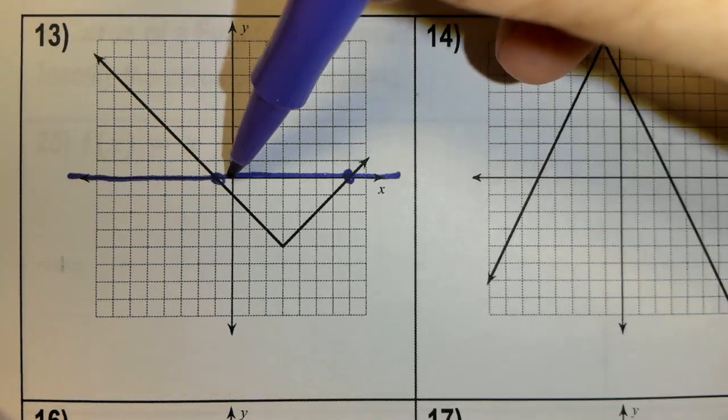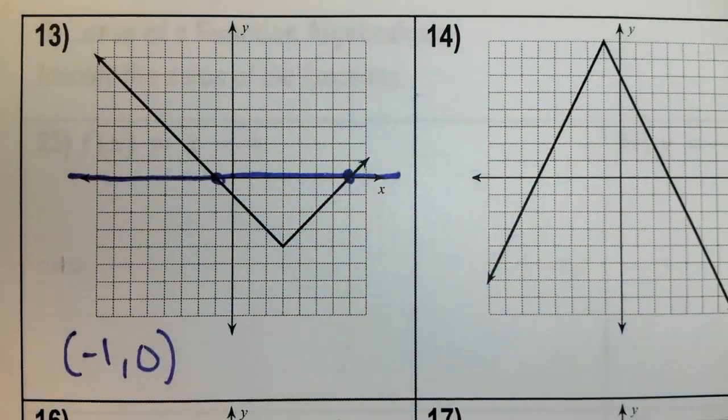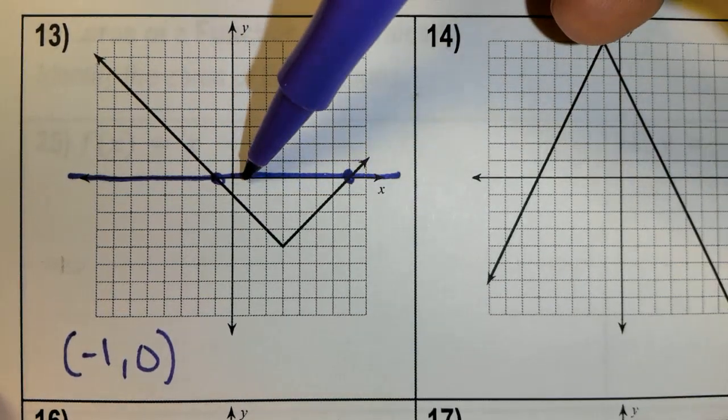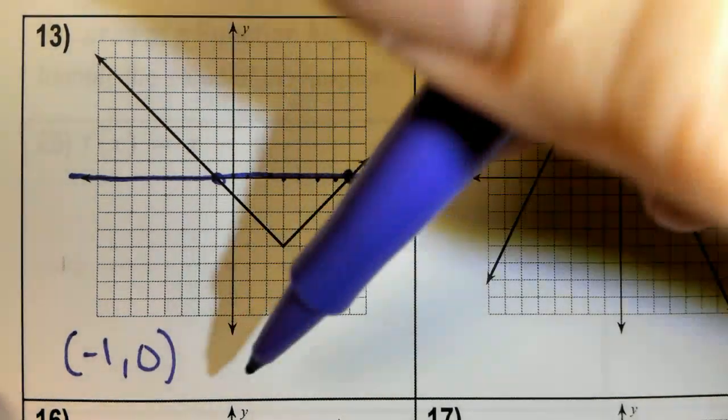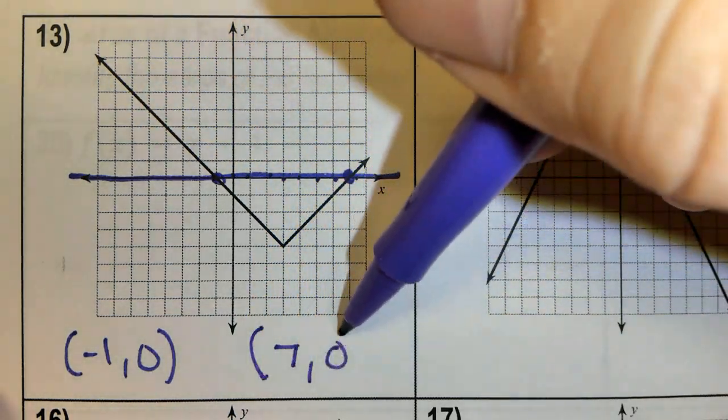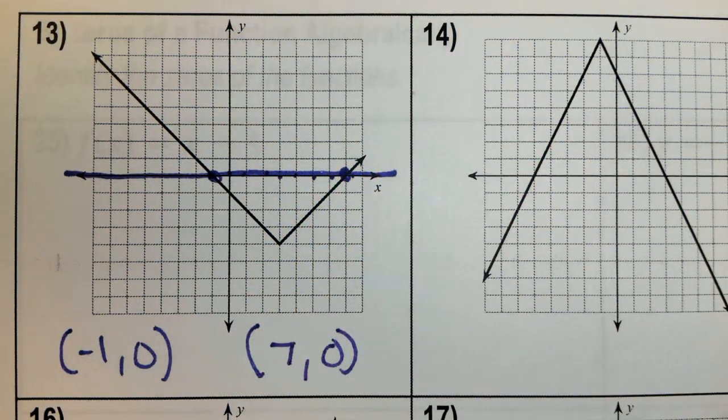All right, so on these, I have -1. So it's -1, and it's always comma 0. And then over here, I have 1, 2, 3, 4, 5, 6, 7. 7, comma 0, and I'm done.